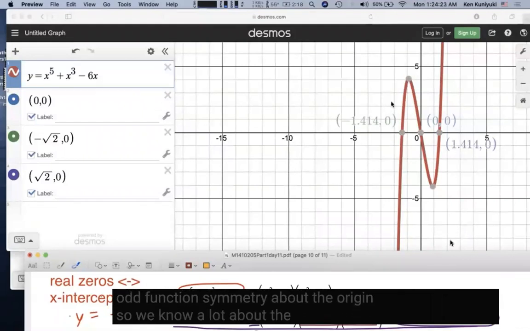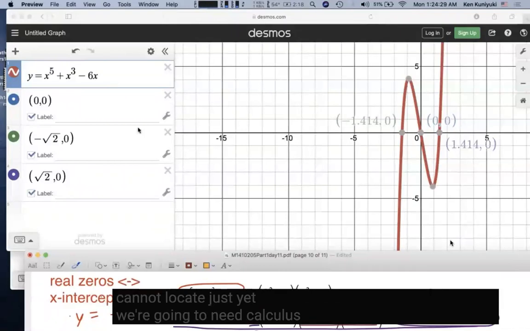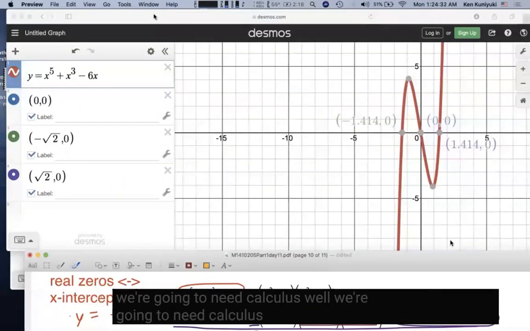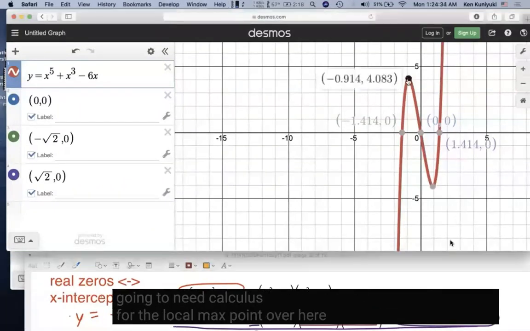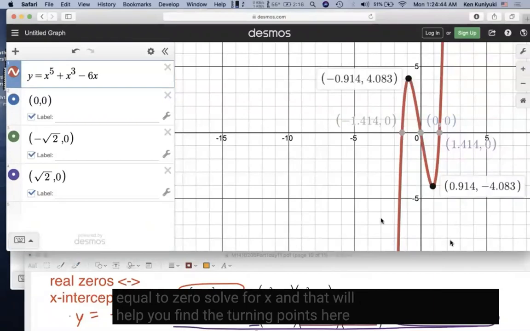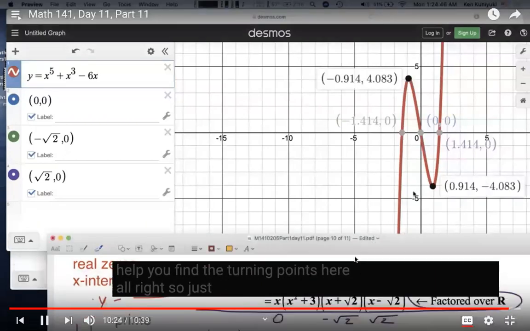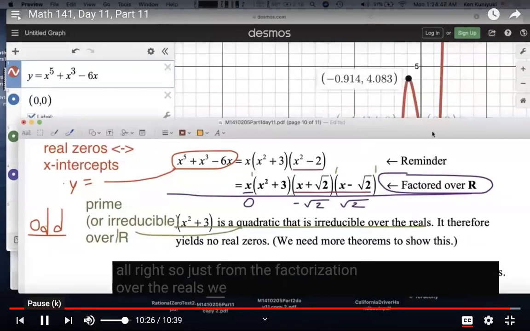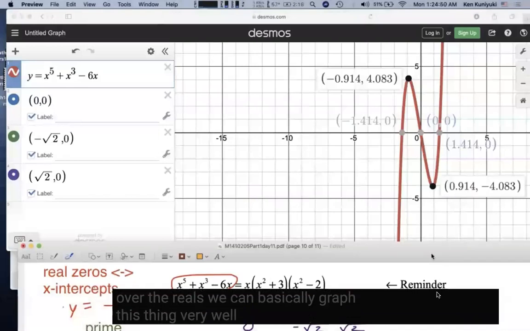So we know a lot about the graph of this thing. Now, what are a couple of points that we cannot locate just yet? We're going to need calculus for the local max point over here and the local min point over here, the turning points. In calculus, you're going to set the derivative equal to 0, solve for x, and that will help you find the turning points here. All right, so just from the factorization over the reals, we can basically graph this thing very well.